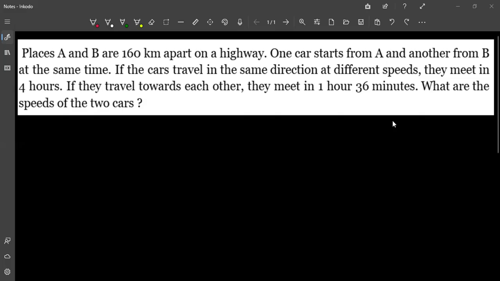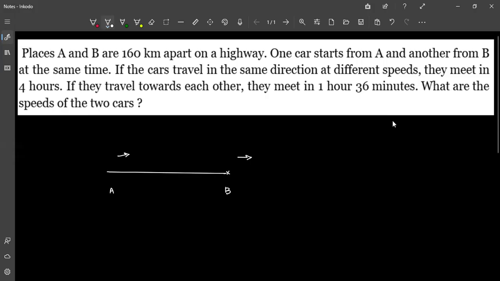If the cars travel in the same direction at different speeds, here one car starts from A and the other car starts from B. So I'm going to represent this in a diagram. So A and B, and they're not moving towards each other, because it is mentioned that the cars travel in the same direction, which means A moves in a particular direction, B also moves in the same direction as A, and they meet in 4 hours.